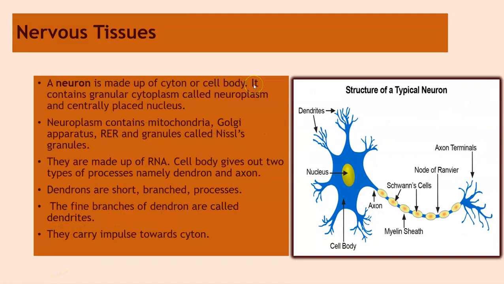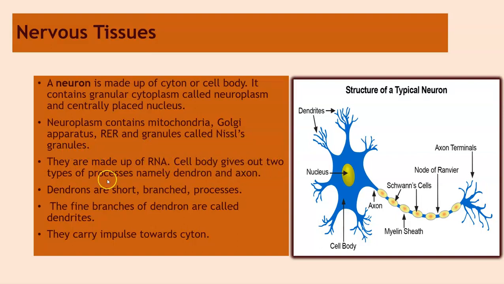Now students, let us understand the structure of a typical neuron. A neuron is made up of cyton or the cell body. Have a look at this image here. This is the cyton, which is also called the cell body. It contains granular cytoplasm called neuroplasm and a centrally placed nucleus. So this here is your neuroplasm and the central nucleus. Neuroplasm contains mitochondria, Golgi apparatus, endoplasmic reticulum and granules called Nissl's granules. They are made up of RNA.